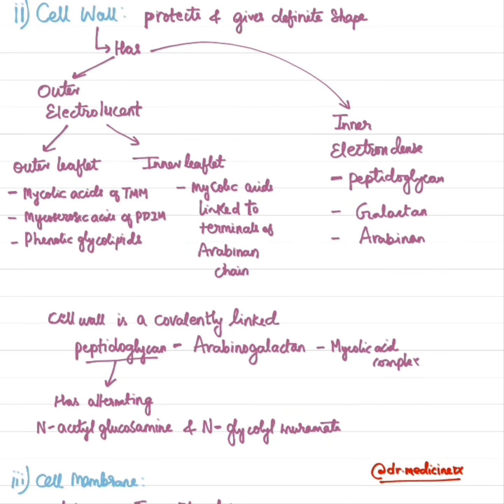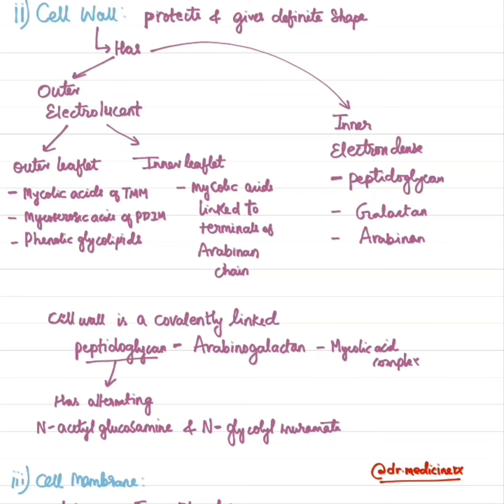Next is the cell wall. This is the outer coat and it protects the bacterium from the external environment and it also gives a definite shape to the bacilli. It has an outer electrolucent layer and an inner electron dense layer. So this outer electrolucent layer further has outer and inner leaflets. The outer leaflet is formed by the mycolic acids of the trehalose monomycolates, mycoserosic acids of thiocerol dimycoserosates and phenolic glycolipids. The inner leaflet is formed by the mycolic acids that are linked to terminals of the arabinan chain.